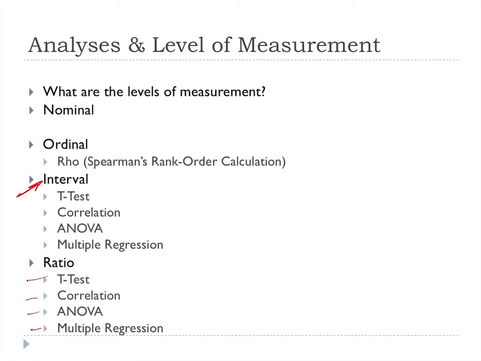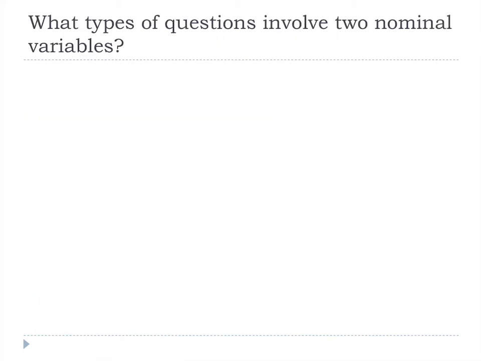One of them is Rho, Spearman's rank order calculation, but we won't talk about it. The one we will talk about today is Chi-Square. And Chi-Square is the analysis that we use when our variables of interest are nominal variables, when both of them are nominal. So we're going to think about simple two-variable chi-squares for this class. It can get more complex. You can have 2, 3, 4, 5, 6 variables. What we're going to think about is two-variable chi-squares.